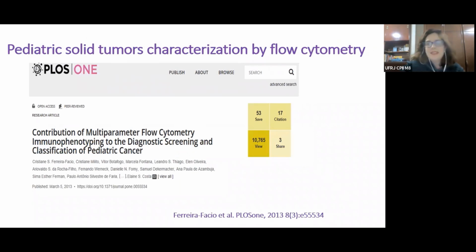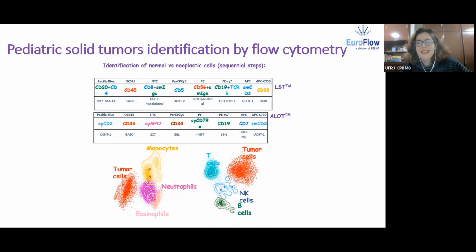We are studying pediatric solid tumors since 2009. We published this paper in 2013. At that time, we had 52 samples, and now we have more than 400 samples of pediatric solid tumors. And another paper is coming. At that time, we worked in two sequential steps. First, we used some strategies to identify tumor cells.